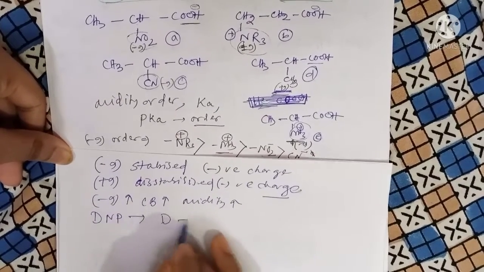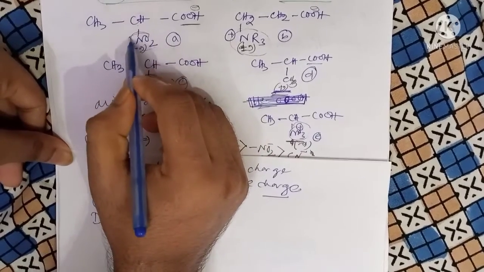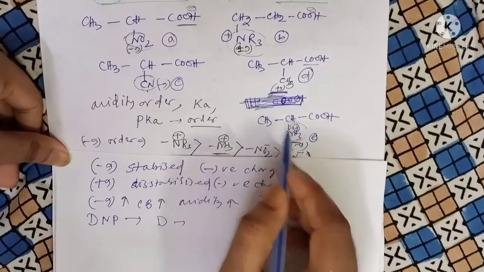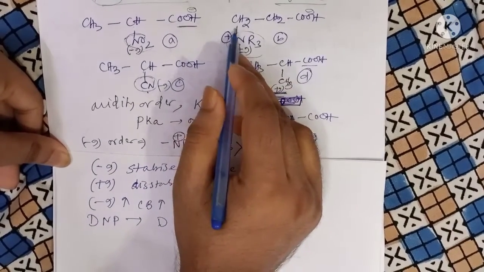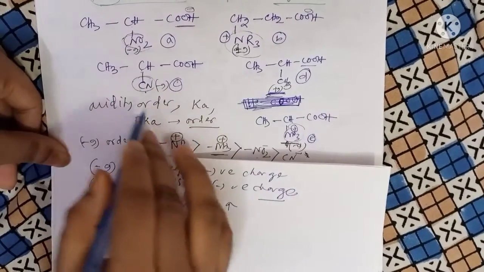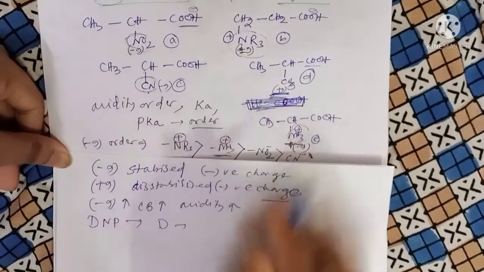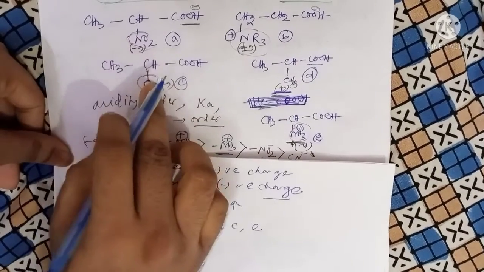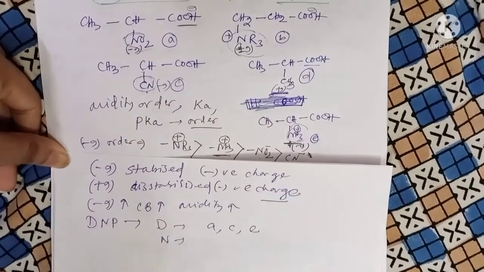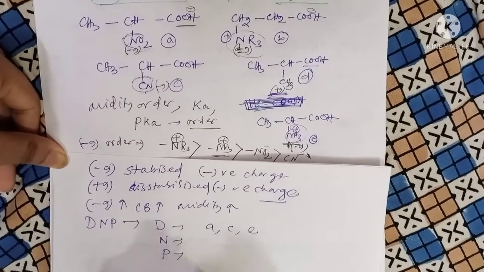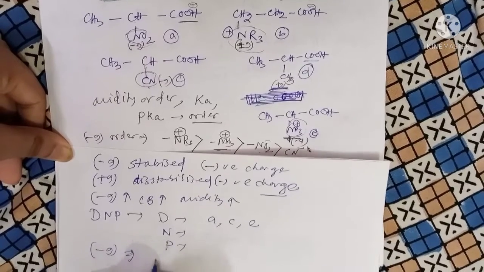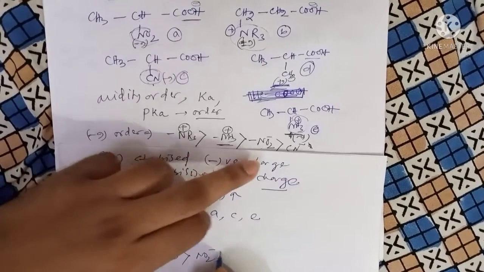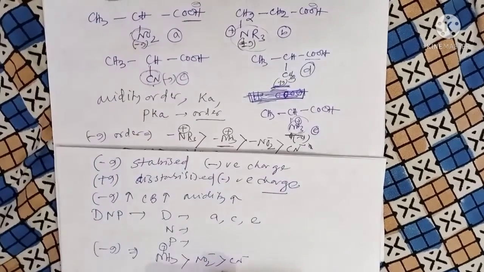Then check the DNP rule. First check distance. NO2 is at the first position, CN at the first carbon, and NH3 plus at the first carbon, but NR3 plus is at the second carbon. So first priority goes to A, C and E. Then check number, all are one. Then check power, meaning minus I effect order: NH3 plus greater than NO2 greater than CN.